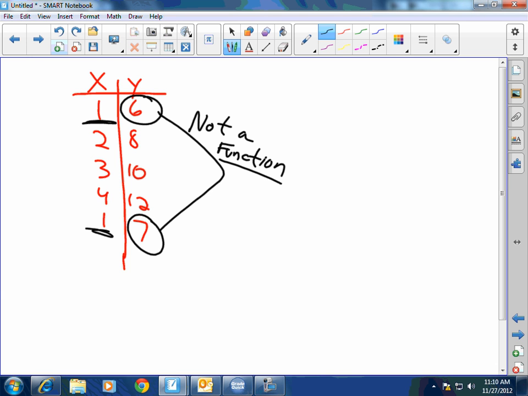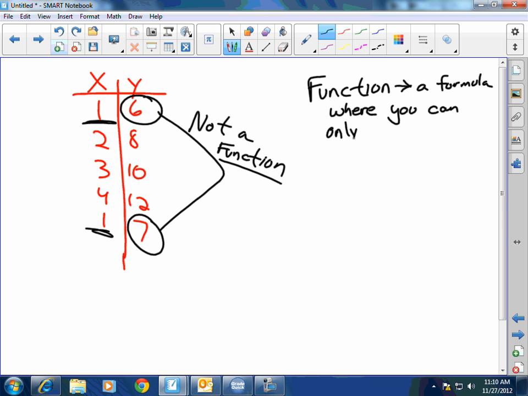So again, a function is basically a formula where you can only have one y value for any given x value. So again, one last time.